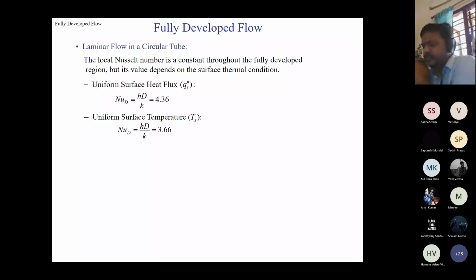Now coming to the correlations. As I said qualitatively, and it is also possible to derive analytically, at least for isoflux, that the Nusselt number and therefore the heat transfer coefficient for fully developed flow is constant. For flow through a tube, please keep this in mind. For flow through a tube, the Nusselt number for fully developed flow is constant. Okay.